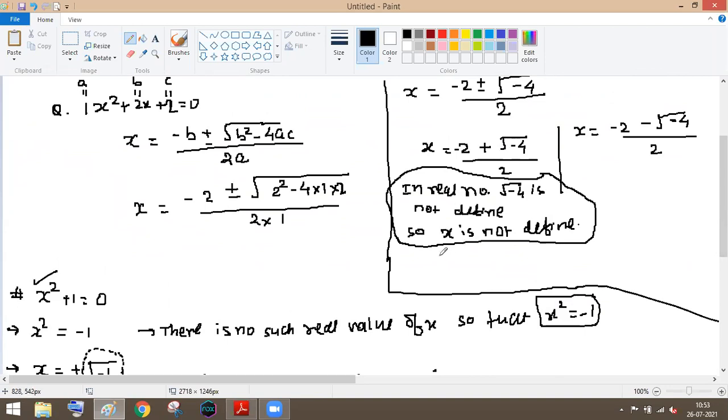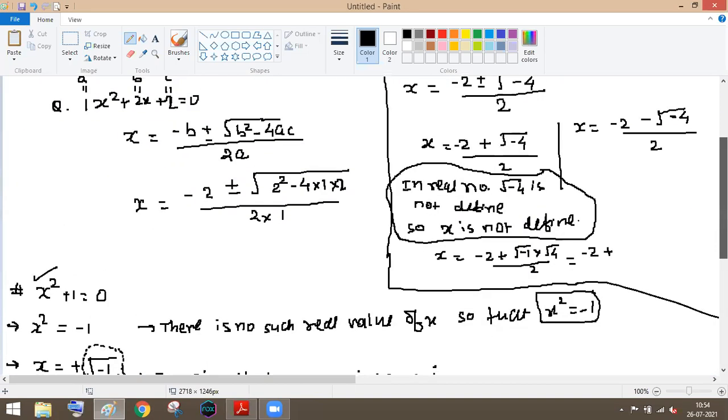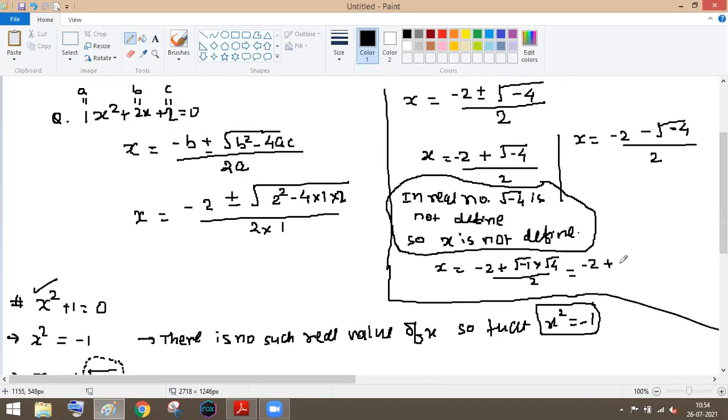So we can write x as -2 plus minus root over -4, root over -4 as root over -1 into root over 4, with the help of the property root ab equal to root a into root b, divided by 2. And we can write this as -2 plus root over -1; the root over -1 is I, and the root over 4 is 2, so we got 2I divided by 2. Solving this, we got -1 plus I as one solution. And if I solve this, we'll get -1 minus I as the other solution.